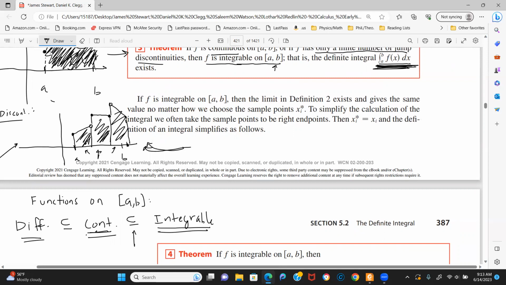There are going to be some really awful, nasty looking functions that you can still integrate, but they're not continuous, so they don't have a lot of the nice properties that you want. So it can make it more challenging. All the functions we're going to integrate, though, are basically continuous.